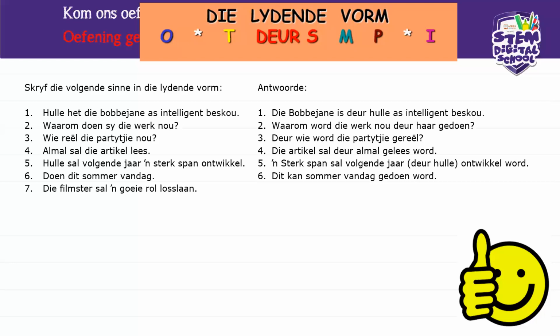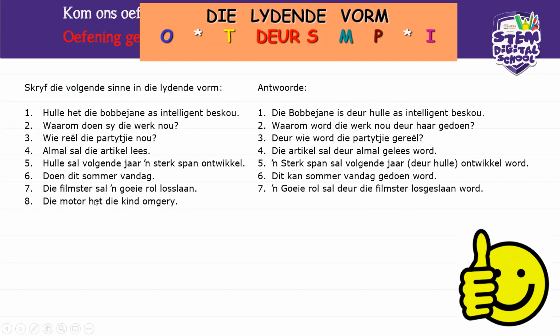Okay. So he says "'n goeie 'n sal goeie rol die filmster loslaan," I think. "'n Goeie rol sal deur die filmster losgeslaan." Okay, so both of you were almost there. Look here, "'n goeie rol sal deur die filmster losgeslaan word." Remember, we're going to put the ge in the word there. And we always use the words deur and word in the sentence with the lydende sentence.